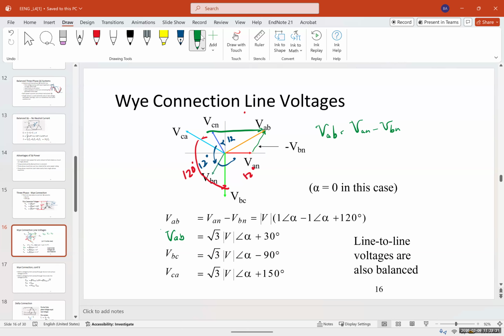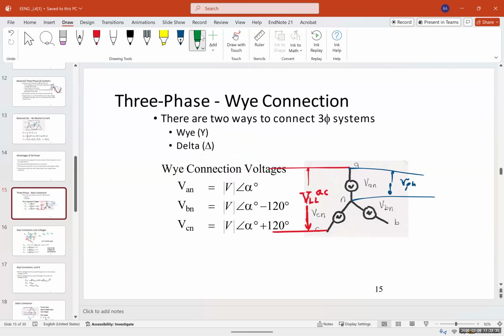So you can see that the line to line voltage magnitude is square root of 3 times VAN. So VAB is square root of 3 VAN. So V line is square root of 3 times V phase.